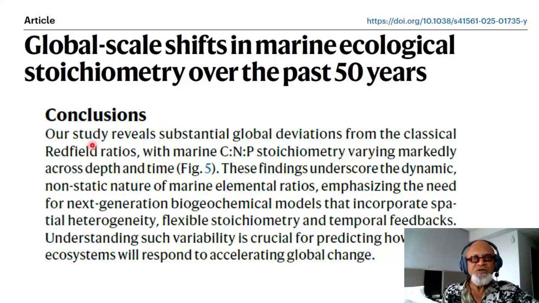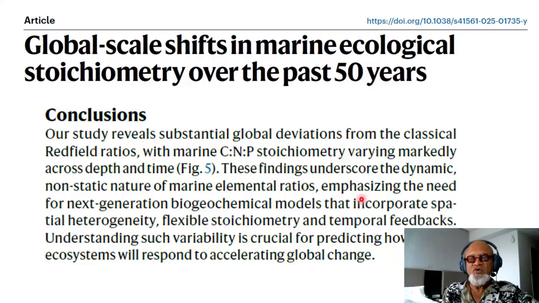Let's read the conclusion first, because I'm going to be brief on this. Our study reveals substantial global deviations from the classical Redfield ratios, with marine C to N to P, carbon, nitrogen, phosphorus stoichiometry varying markedly across depth and time. We'll see a figure. These ratios have not been fixed across the world anyway. Within the Mediterranean, they show a large range, for example, because there are many factors that control this ratio, as we'll see in a minute.